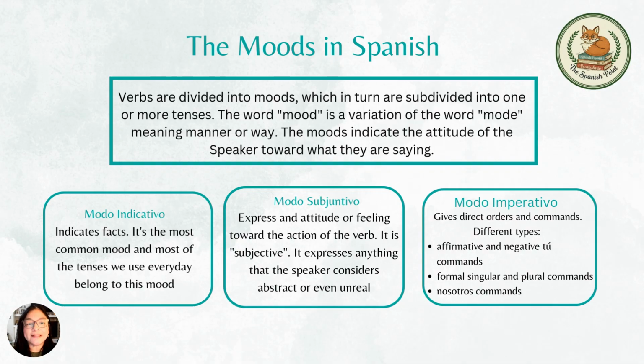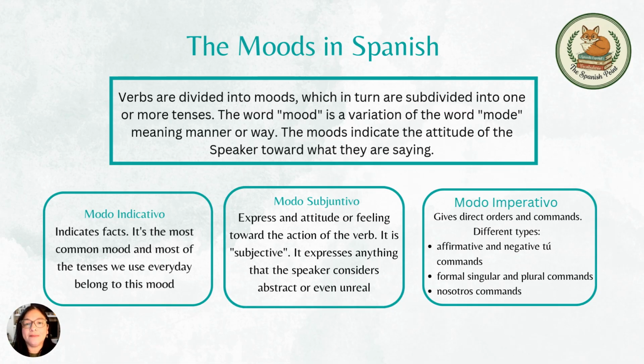Next, I want to talk a little bit about the moods in Spanish. Spanish is divided into moods, which in turn are subdivided into one or more tenses. The word mood is just a variation of mode, meaning manner or way. Basically, the mood just indicates the attitude of the person who is speaking, the attitude towards what they are saying. So there are three moods in Spanish.